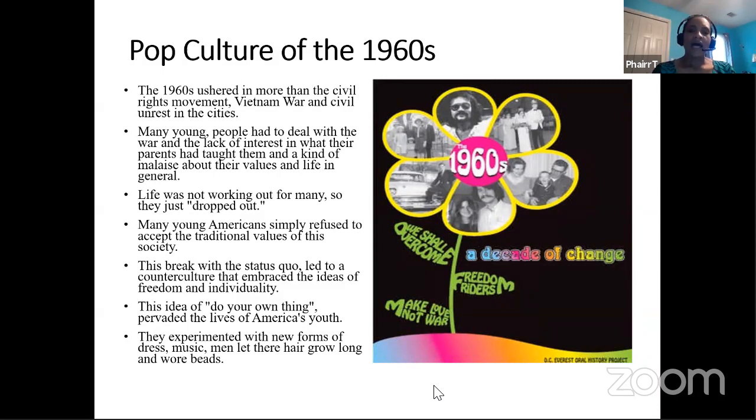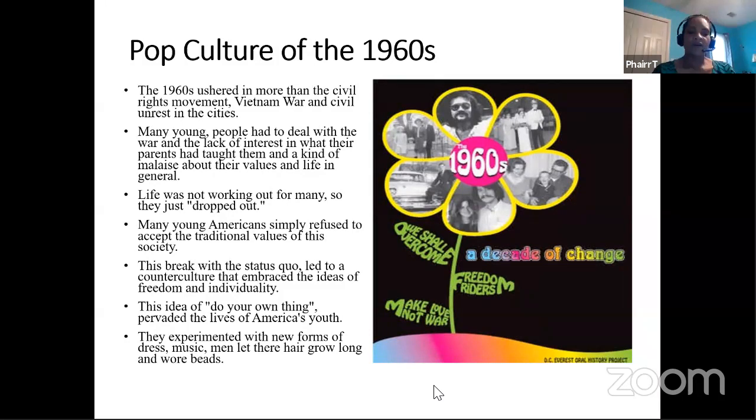And so a lot of people decided that they wanted to just drop out of school. Life wasn't working out for them. So they decided to have that dropout mentality. A lot of them refused to accept traditional values of society. Maybe they didn't want the American dream. Maybe they didn't want to get a college education, grow up, get married, have the wife and the 2.5 kids. I think the 0.5 is the dog, of course, and go to work every day in the office in that gray suit. They wanted to break away from that.